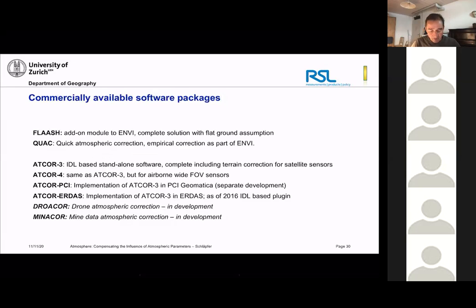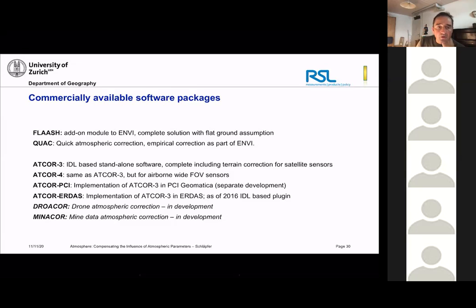Now, what software packages are available? There are not as many atmospheric compensation softwares. On one hand, there is the FLAASH module. That's an add-on to ENVI, a complete solution for flat ground. And the QUAC I mentioned before. On the other hand, there's the whole ATCOR family, and that's the one we are developing ourselves. It has become one of the standard procedures for many satellite providers and airborne data providers as well. And that's why I think it's good that we rely on that one.